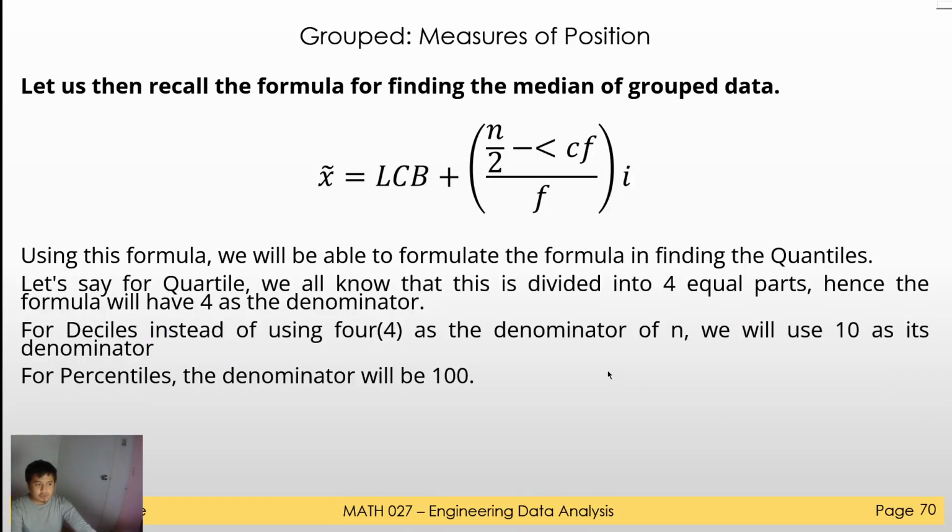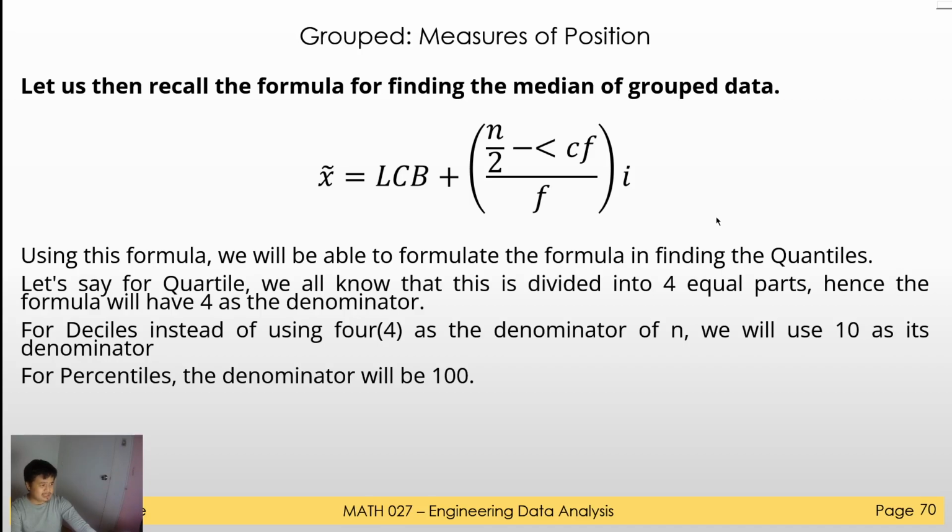Okay, so let's now find the measures of position of grouped data. If you can recall, what is the formula for finding the median of grouped data? We have the lower class boundary of the median class plus n over 2 minus the cumulative frequency of the class before the median class, over f, which is the frequency, times i, which is the class width.